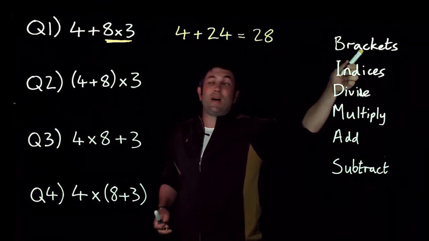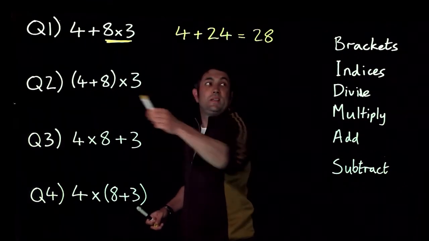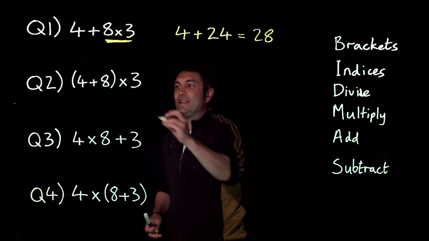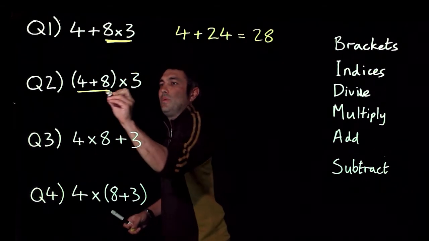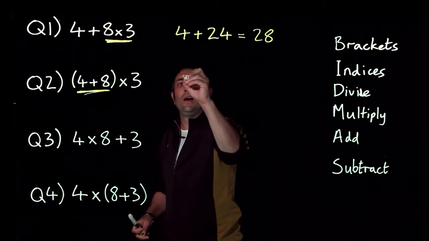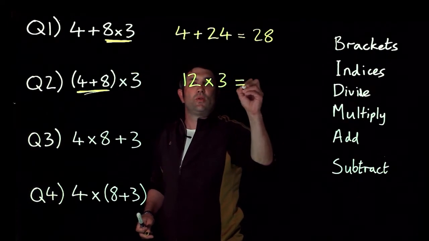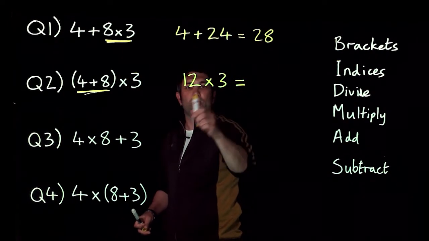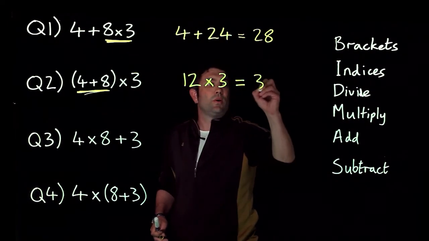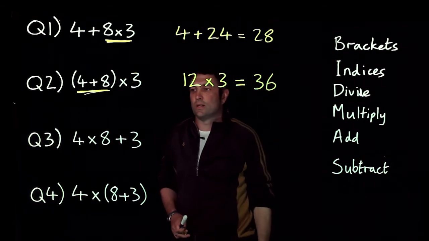Second one, I have some brackets. So I've got to do the bit in brackets first, and that is add. So I'm going to underline that bit because that's the bit I'm going to do first. And I'm going to get that as 12, and I end up with 12 times 3. I haven't done anything with the times 3, that stays the same. 12 times 3 is 36.